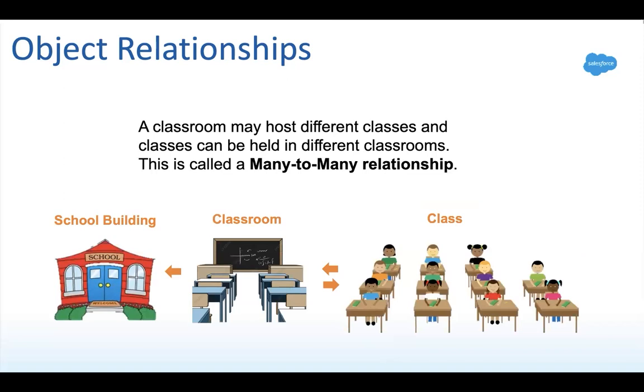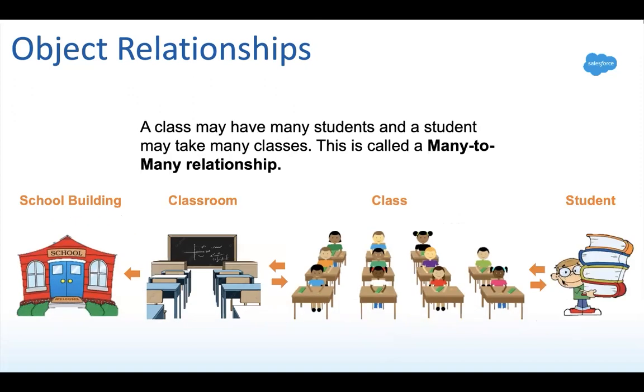Next, we have the relationship between the classroom and the class. Now this situation is a little different. This is called a many-to-many relationship. And the reason for that is on the classroom side, I want a related list of all the classes that could be held in the classroom. On the class side, I want to be able to see a related list of all the classrooms this class could be held in. So we'll dive deeper into that in a moment.